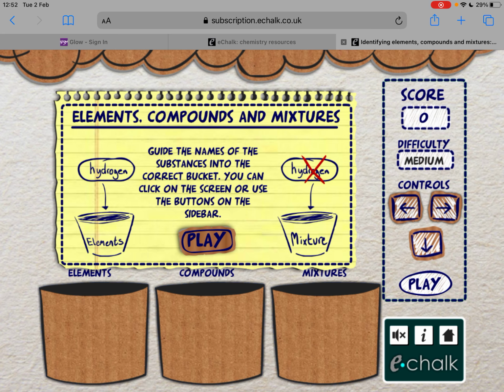What you'll see at the bottom of the screen is 3 categories that say elements, compounds and mixtures. What you'll see in a few moments is some names of substances appearing from the top of the screen. And the idea of this game is that you have to sort each substance into the correct category. So decide whether the substance is an element, a compound, or a mixture.